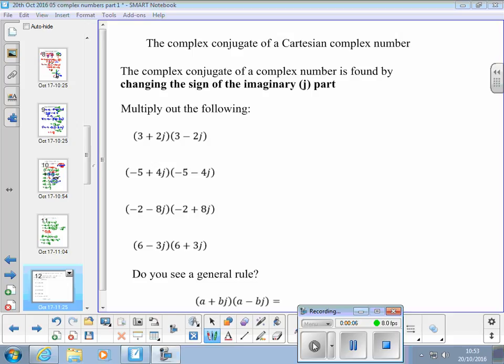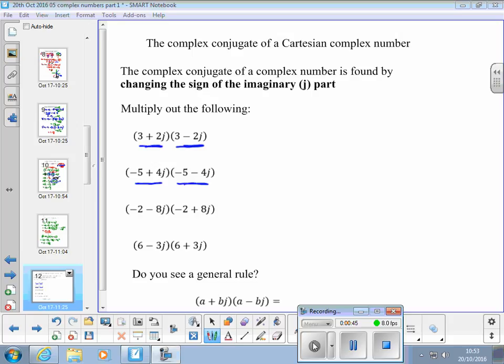Complex conjugate of a Cartesian complex number. The complex conjugate of a complex number is found by changing the sign of the imaginary part j. So simply the same complex number, but with the sign changed in front of the j part. If we look at this first example here, 3 plus 2j, the complex conjugate of that is 3 minus 2j. Minus 5 plus 4j, the conjugate is minus 5 minus 4j, and so on.